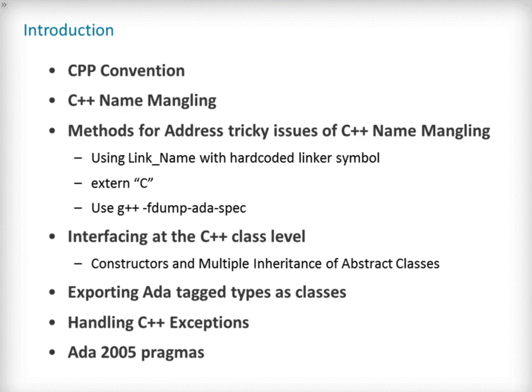And while it's possible to interface to both subprograms and memory objects in C++, the real power comes from being able to support interfacing to classes. The lecture will also cover how to make use of C++ class constructors and Ada 2005 interfaces for multiple inheritance of abstract classes. We will also look at how Ada tag types can be exported to C++ main programs, and how Ada main programs can handle C++ exceptions. All code examples throughout this lecture are based on the Ada 2005 standard.